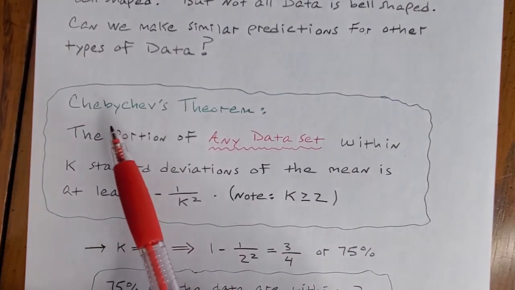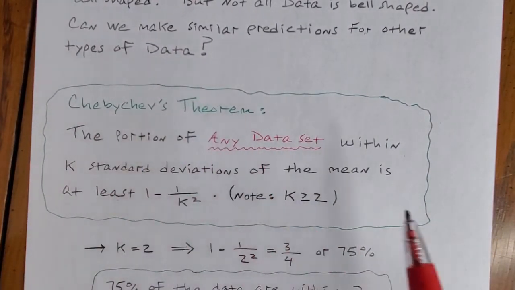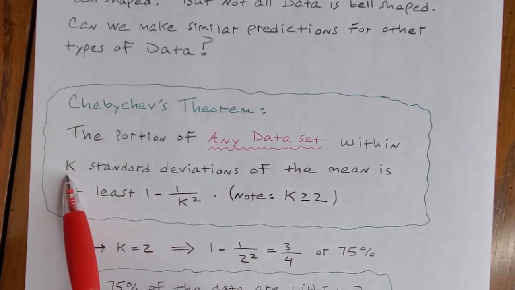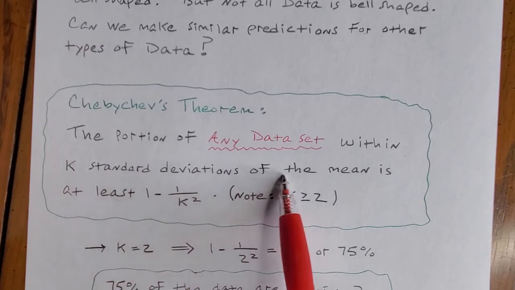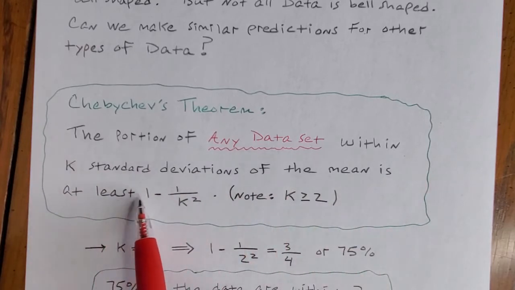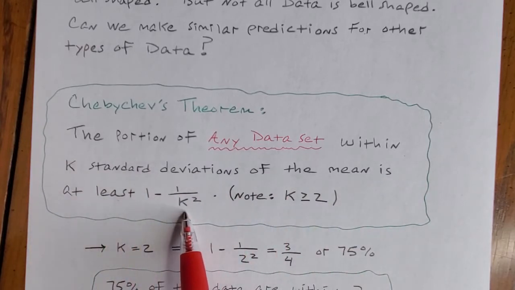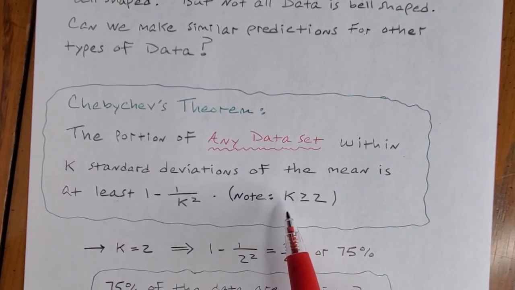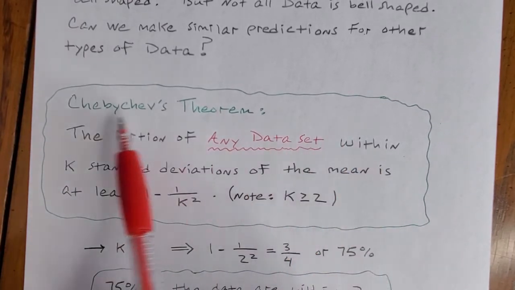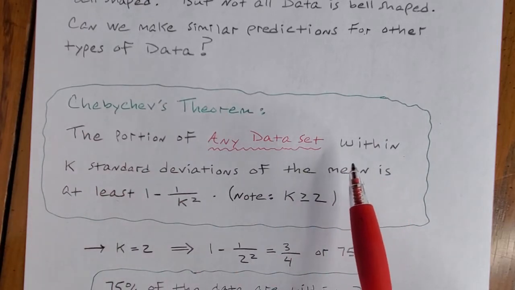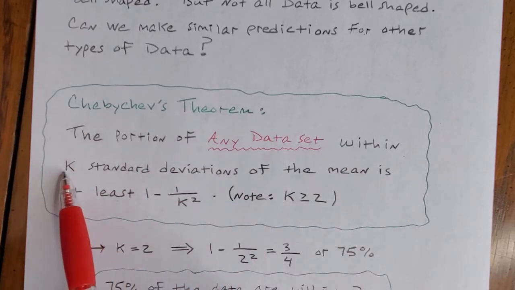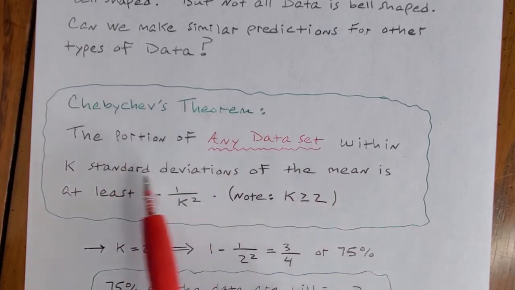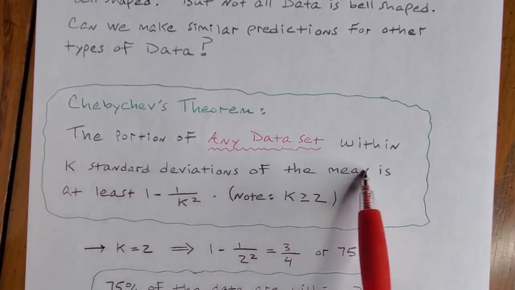So this is called Chebychev's theorem, and it says the portion of any data set within k standard deviations of the mean is at least 1 minus 1 over k squared. And that's for k being 2 or more, okay? Well, let's do the math on this and see what it says. So what if k was 2? What if I wanted to say the portion of any data set within 2 standard deviations of the mean?